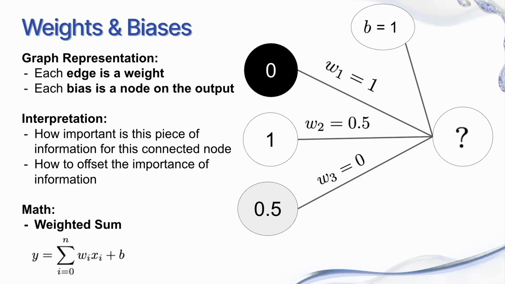What value would the question mark be here? You multiply your weight by the previous node, and you add all up in the output node. Yeah, 1.5. Why? Because you're multiplying W1 by 0, which is 0, W2 by 1, which is 0.5, W3 by 0.5, which is 0, and then you add up your bias, which is 1.5.